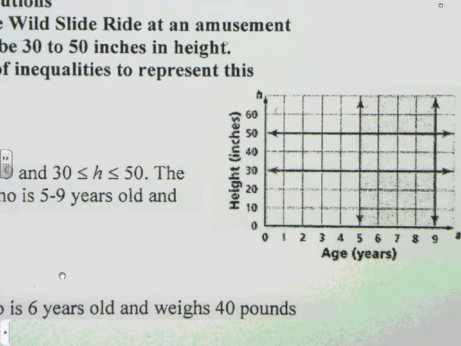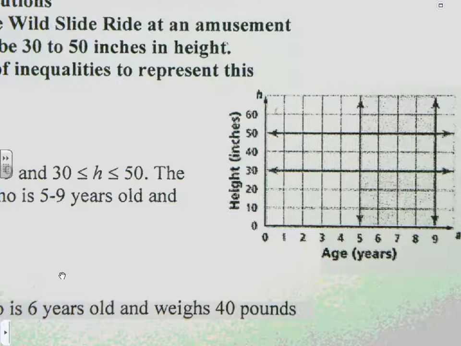All right. So now we have this amusement park, and you will have a problem similar to this on your assignment today, so do pay attention. This guy's going to an amusement park. He's probably got his little brother or a kid there with him, and it says the rules are this child must be 5 to 9 years old and be between 30 to 50 inches in height in order to ride the rides. So we have to graph this situation.